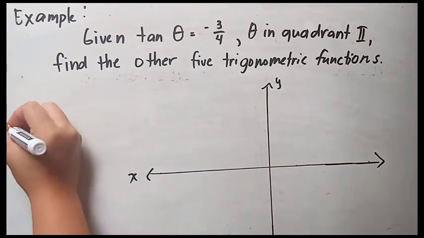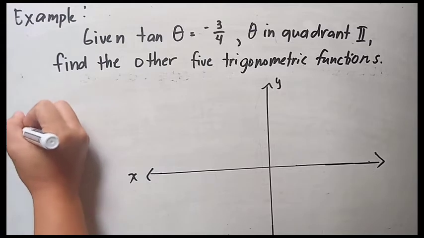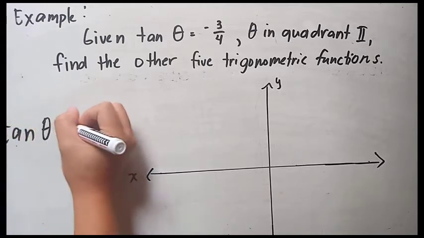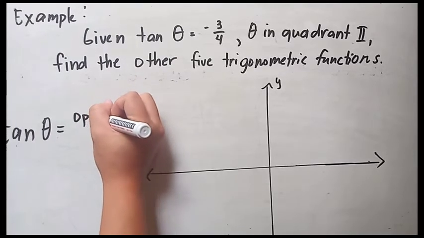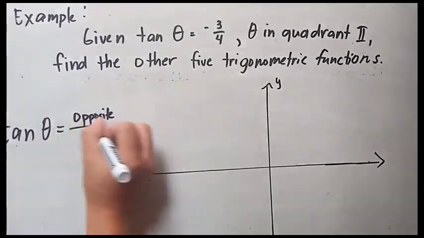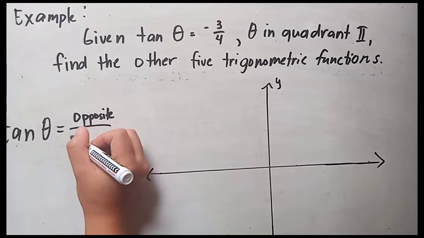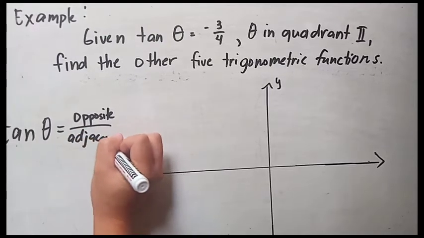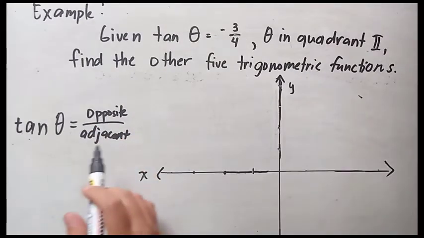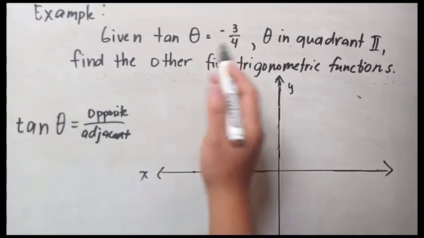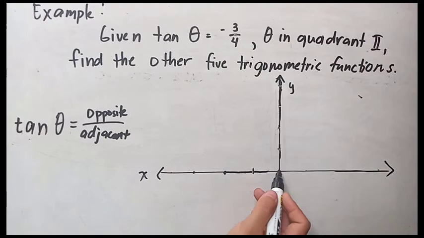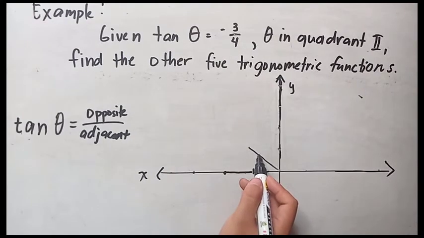And we know that tan theta is equal to opposite side over adjacent. So if we are going to graph this, and we know that tan theta is opposite over adjacent and our theta is in quadrant 2, ibig sabihin nandito yung theta natin.